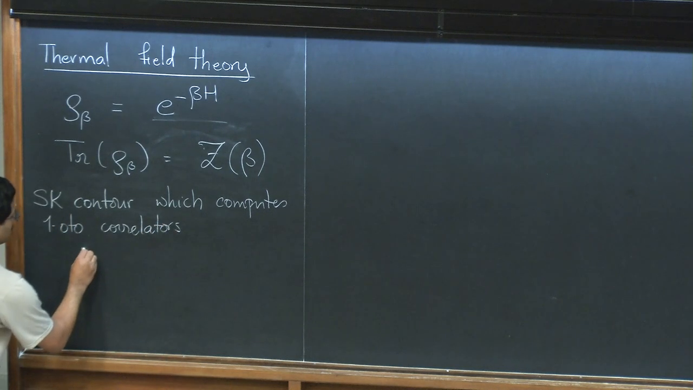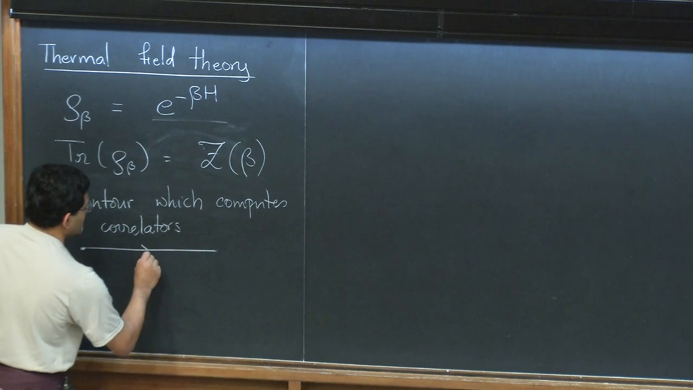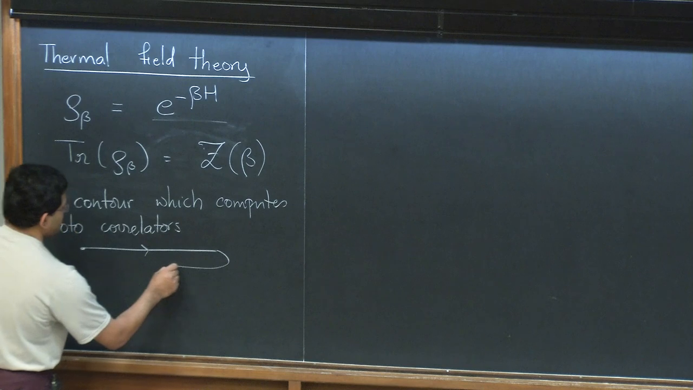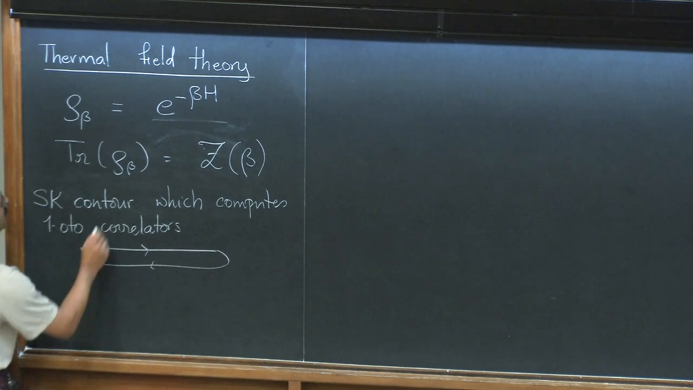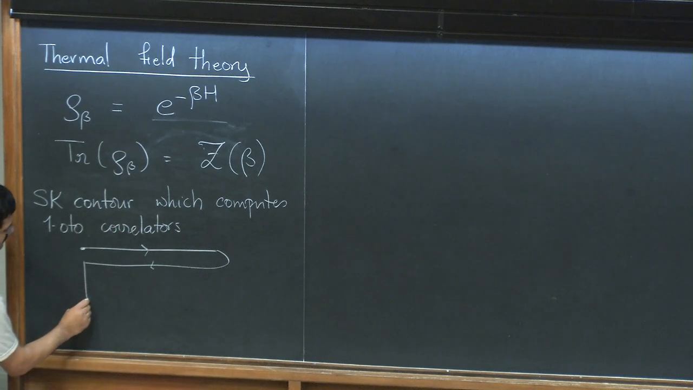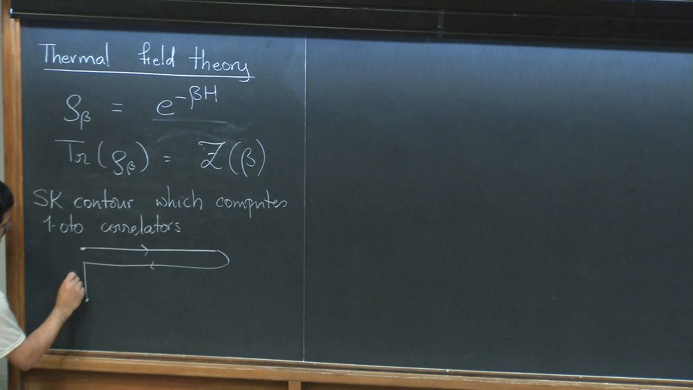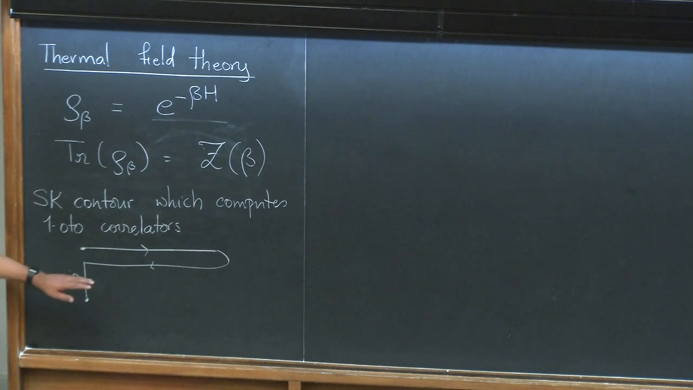You can think of that contour as starting out at some fiducial time, exploring the real-time segments, and coming back as it was doing yesterday. But now to account for this e to the minus beta H, I could just draw a vertical segment of length roughly i beta. If this is epsilon, then this is really i beta minus epsilon, but I'm imagining that this is infinitesimal. So this excursion in imaginary time is i beta.